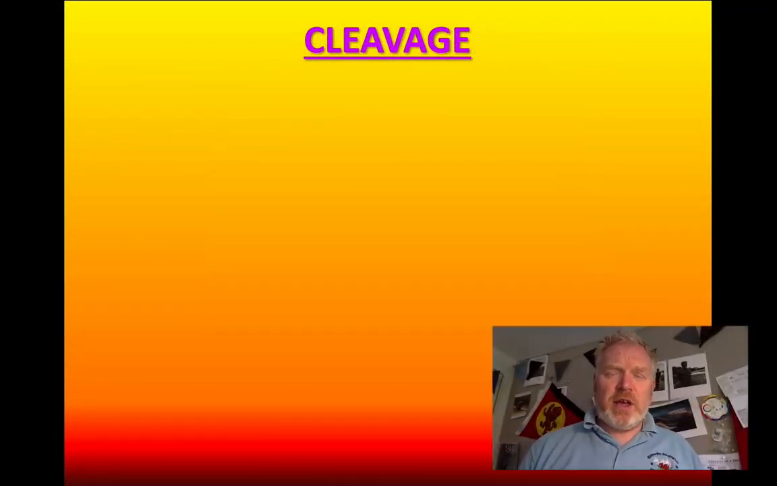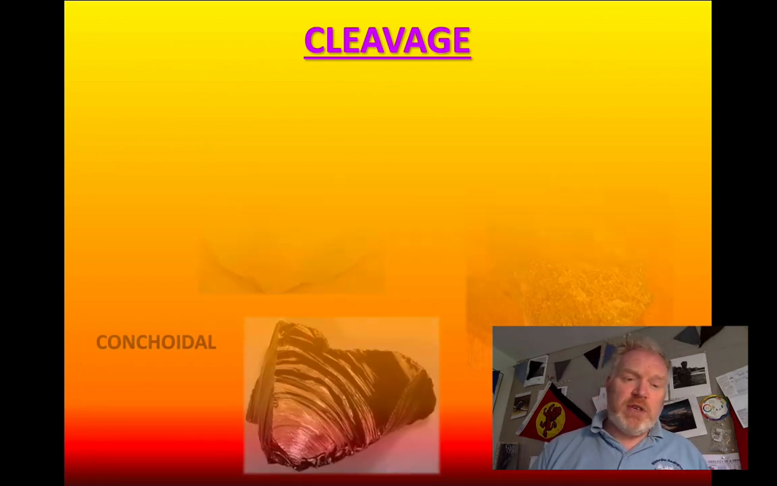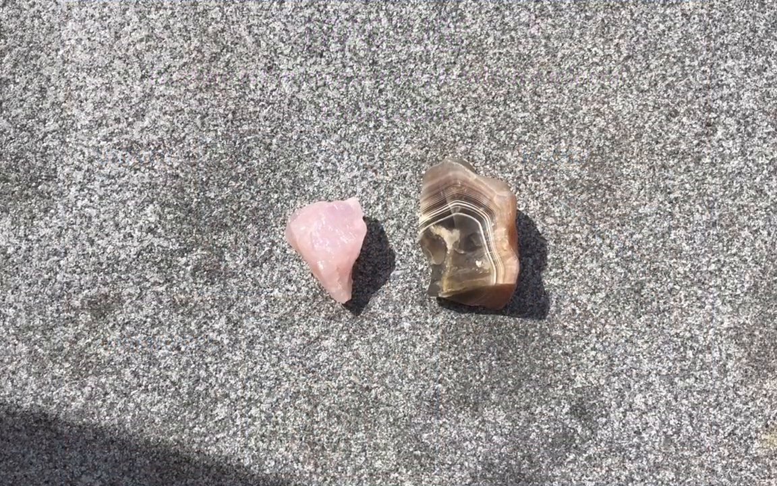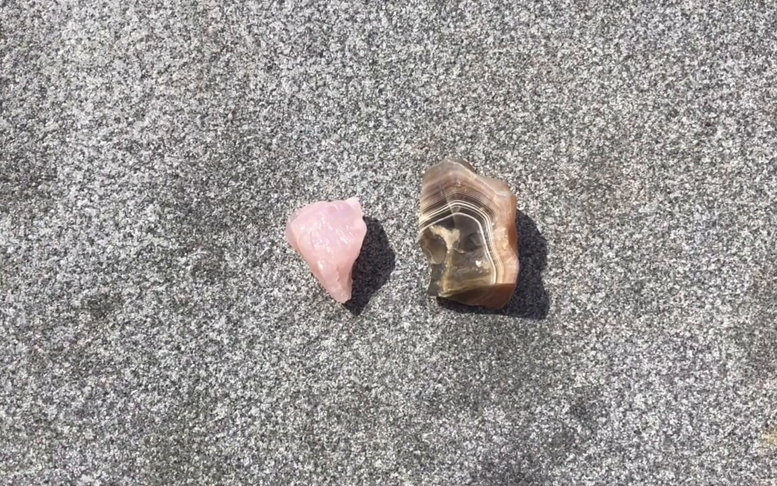The final thing we need to look at is if there aren't any weaknesses. And this creates a feature when we try and break a mineral called a fracture, which could be uneven, hackly, or conchoidal. Let me show you how they work. Sometimes minerals don't have weaknesses. They're uniformly strong all the way through. Where this happens, when minerals break, it creates a feature we call fracture.